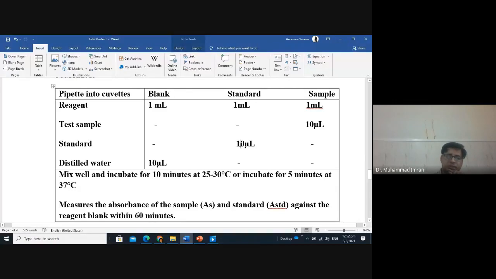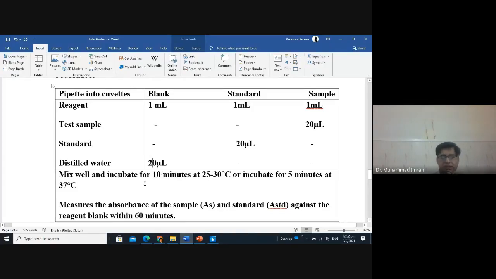this is 20 microliter. For total protein, you have to add 20 microliter. For albumin, you have to add 10 microliter. So you have to add 20 microliter of serum or plasma in the sample tube or cuvette. You add 20 microliter of standard in a standard cuvette or test tube. You add distilled water in a blank, or you can say reagent cuvette.